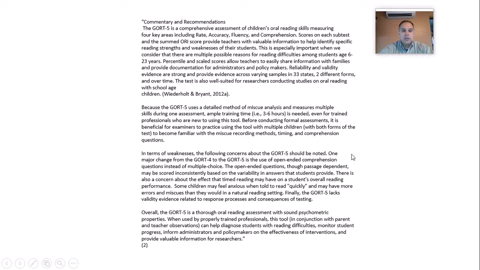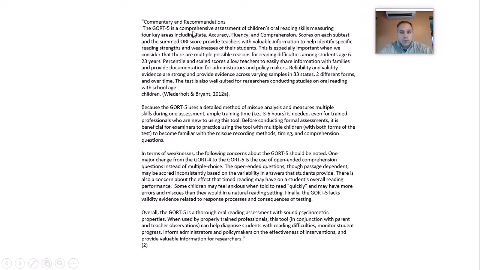Read and summarize at least one objective review of the test. This is what I found from Clemson University. It is a test review of the 5th edition of the GORT by Anna Hall and Rory Tannenbaum. This is an academic publication that was submitted to Clemson University's Tiger Prints. I guess it's their own proprietary academic submission mechanism.